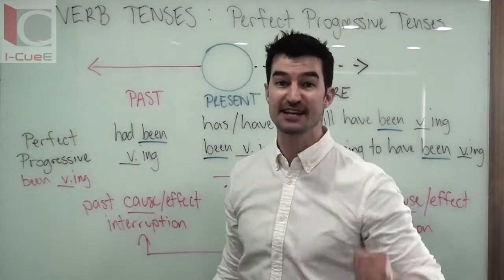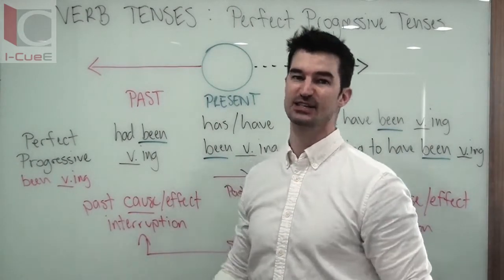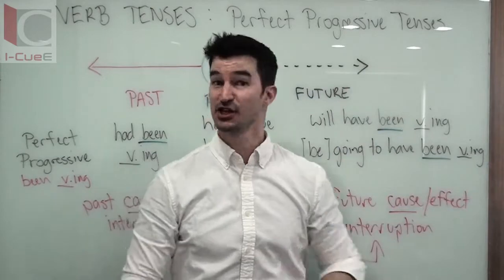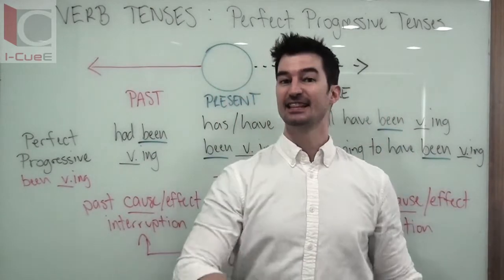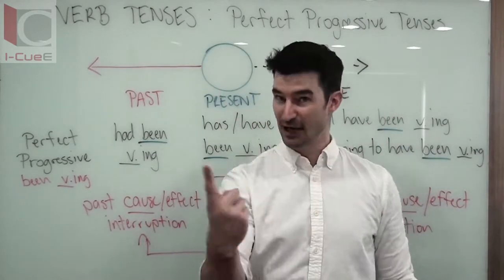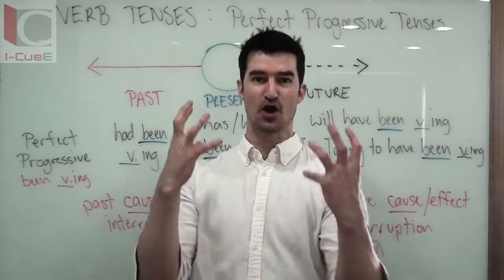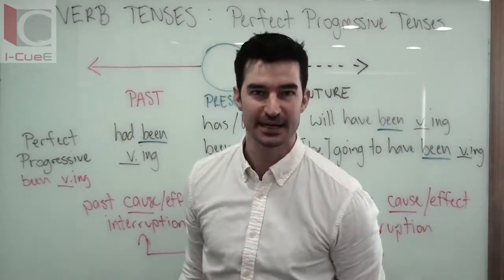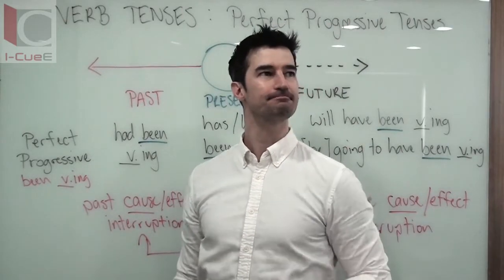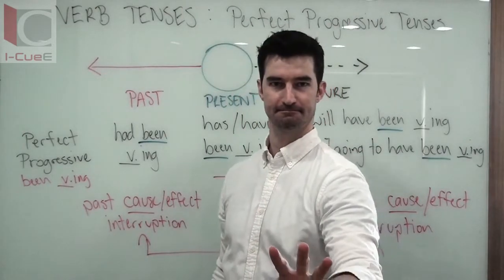The progressive perfect verb tenses, or the perfect progressive verb tenses. We're going to cover all of them today. That's the past progressive, past perfect progressive, the present perfect progressive, and the future perfect progressive. All of them today. Which means you're almost done.